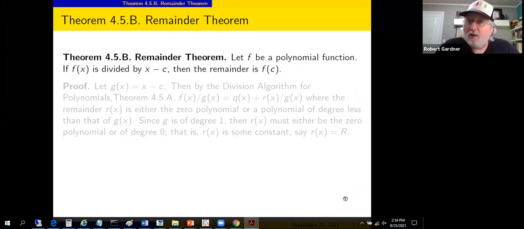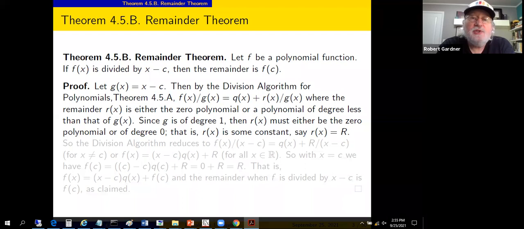Given the division algorithm for polynomials, the proofs aren't very hard. Remainder theorem says, let f be a polynomial function. If f of x is divided by x minus c, then the remainder is f of c. With an idea towards finding zeros of polynomials, we want that remainder to be 0. And that's how we'll use this remainder theorem.